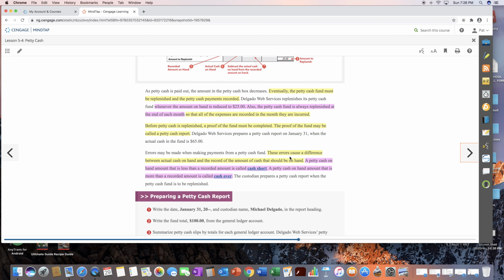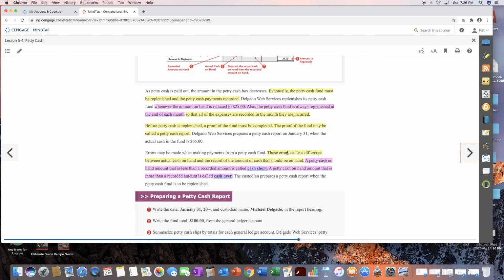And so sometimes there'll be errors, a difference between actual cash on hand and the recorded amount of cash that should be on hand. We might say there should be $45 in the fund, but there's really 44. And so then we got to decide, even though it's a buck, where we messed up on that. It's kind of like when people take care of their drawers and cash registers at the end of the day. They want to make sure their drawer equals. So we do this at the end of the month or whenever the amount is reduced to a certain number, which Delgado is setting up as 25.